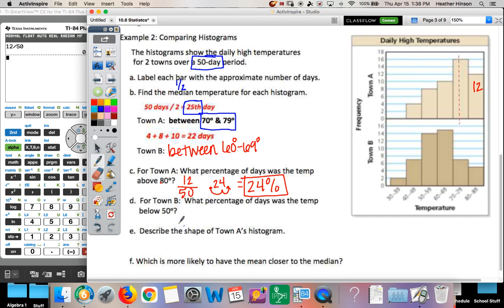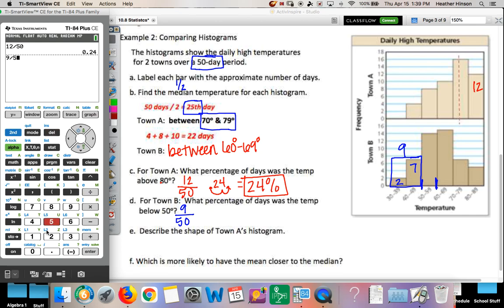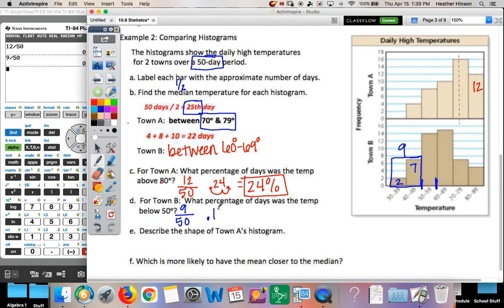So what about town B? What percentage was below 50? 50 falls right here. So below that, what were these? 7 and 2. So all of these are below 50, which gives us 9 days out of how many? That 50-day period. So 9 divided by 50 gives us 0.18. Move that decimal over twice, so that is 18%.